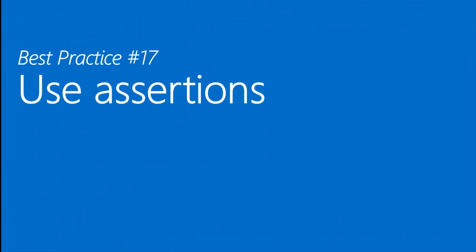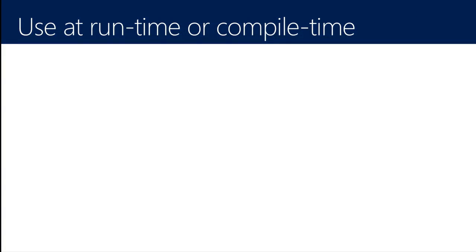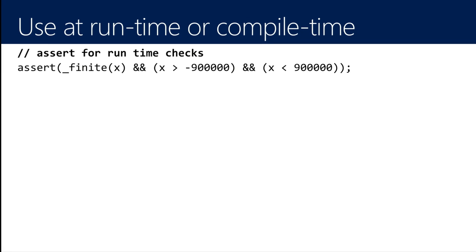Use assertions. Use both runtime and compile-time assertions. Assert for runtime checks. What's interesting about this specific one is I kind of stole it from someone who recommended that if you're doing DirectX development, anything you pass into a pixel shader and those types of pipelines, you want to make sure that you're fine before you send it in. Otherwise, there might be errors down the line that are very difficult to track down. So this is a good example. There might be others in your specific problem domain that make sense. You can sniff around and find those.